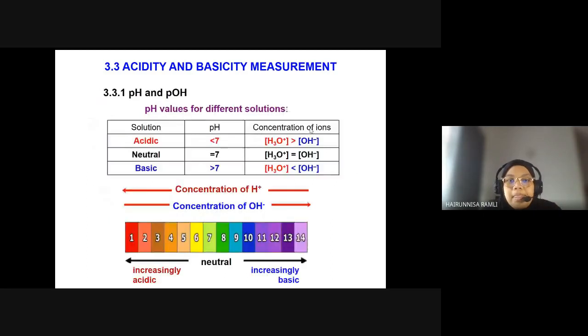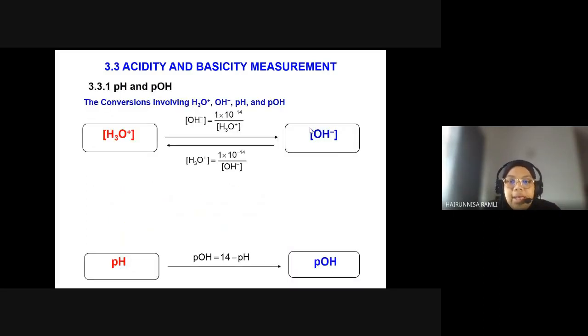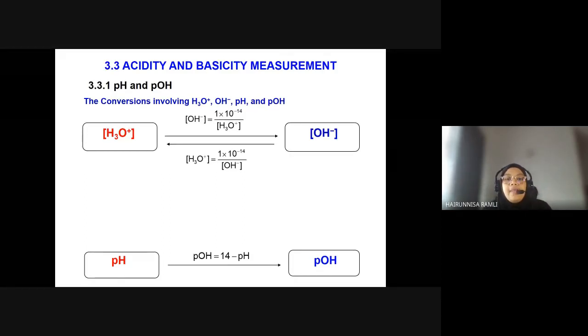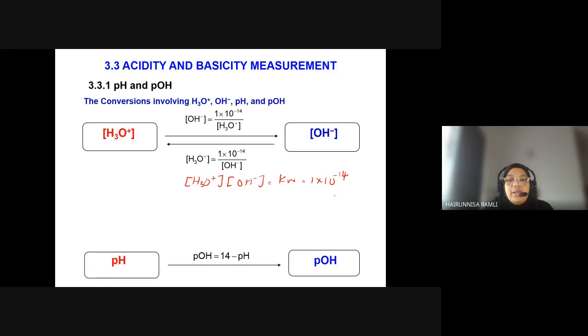3.3.1. And I hope you still remember the relationship between H3O plus and OH minus, the pH and the pOH. Remember, the concentration of H3O plus multiplied by OH minus is equal to Kw, which is equal to 1 times 10 to the power of negative 14. Ini formula dia. Or pH plus pOH is equal to 14. So ni dia punya relationship.